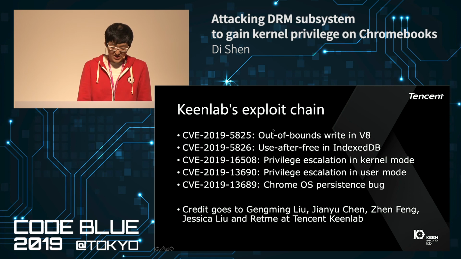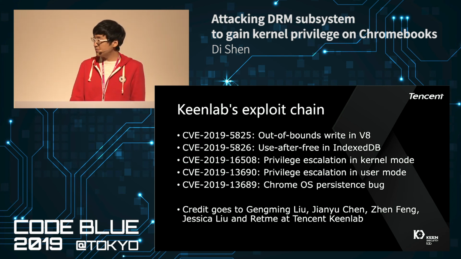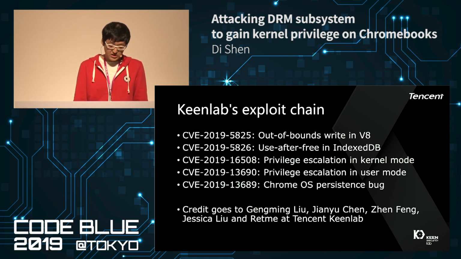The first one is CVE-2019-5825. It is an out-of-bounds write in the V8 JavaScript engine. The second one is CVE-2019-5826. It is a use after free in IndexedDB. We use this bug to bypass the sandbox. Next, there are 2 privilege escalation bugs. One is for kernel mode, and another one is for user mode. The last one: after we gain root privilege on Chrome OS, we still need another bug to achieve Chrome OS persistence. That is CVE-2019-13689. We use all these bugs to build a full exploit chain, and we use this chain to bypass all other mitigations on Chrome OS.